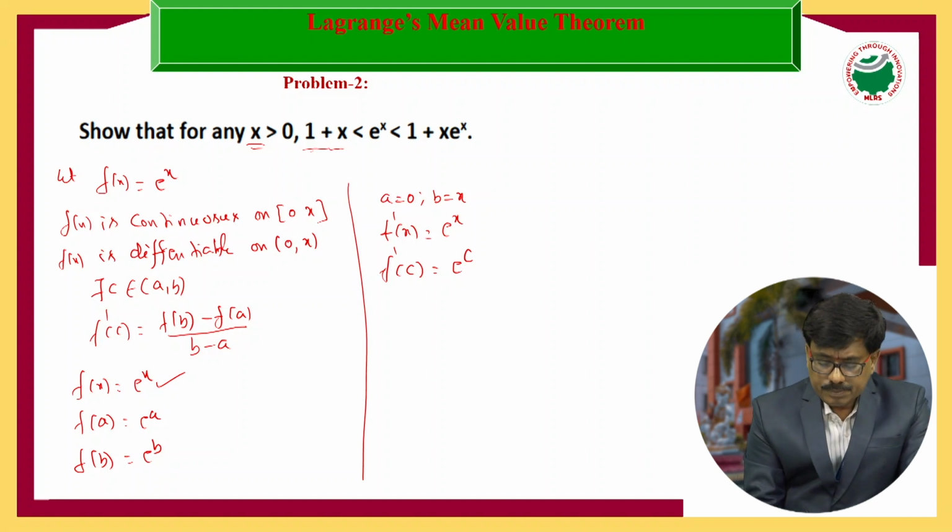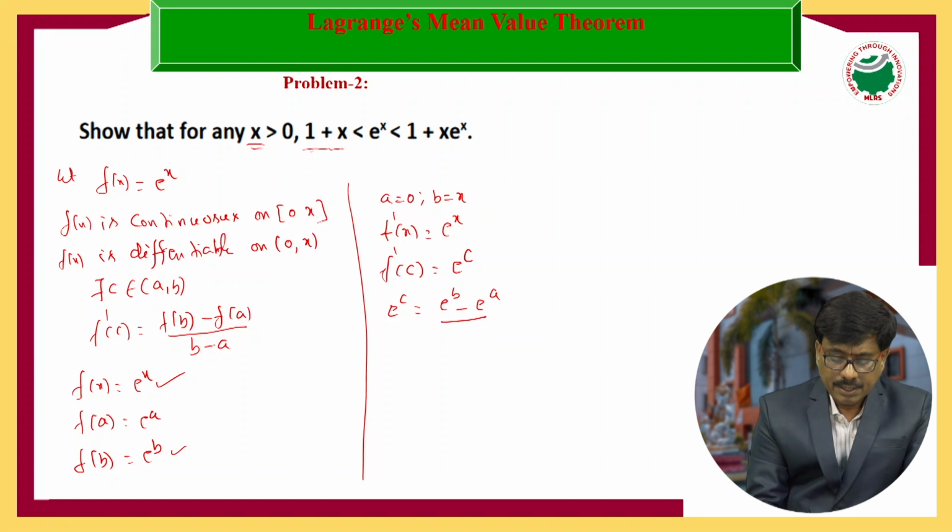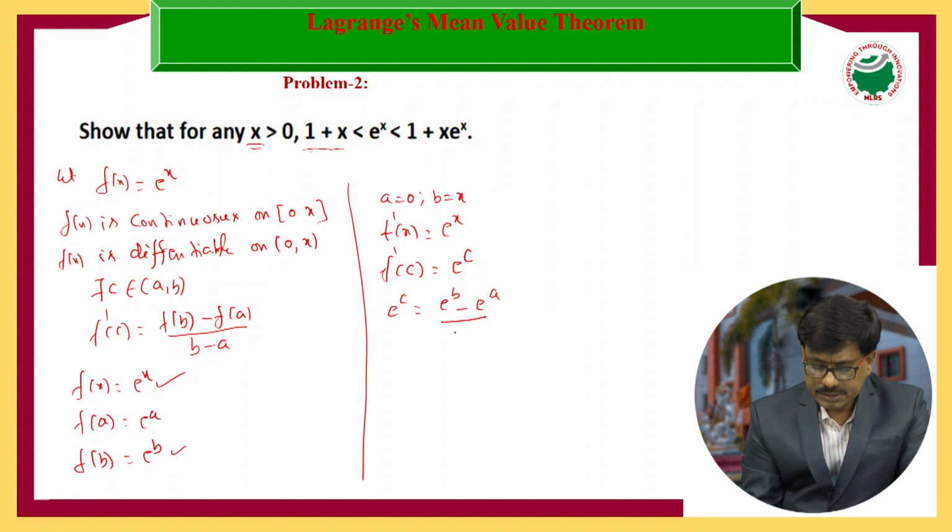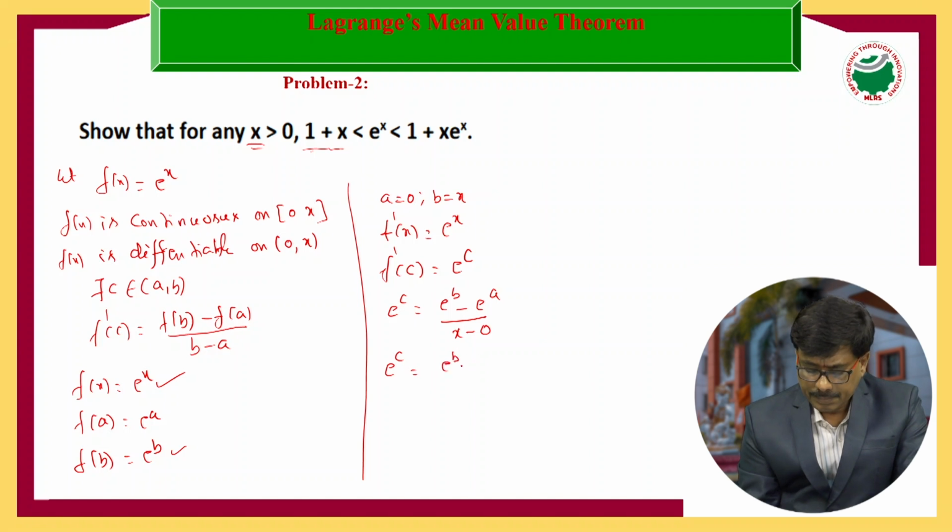Now I am going to substitute all the values in this condition. e power c is equal to f of b, which is e power b, minus f of a, e power a, divided by b minus a. What is a? A means 0. What is b? B means x, minus 0. If I simplify this, e power c is equal to e power b minus e power a, divided by x.